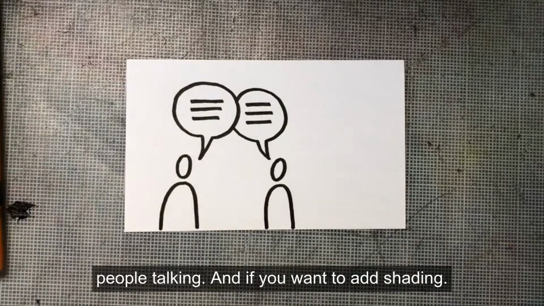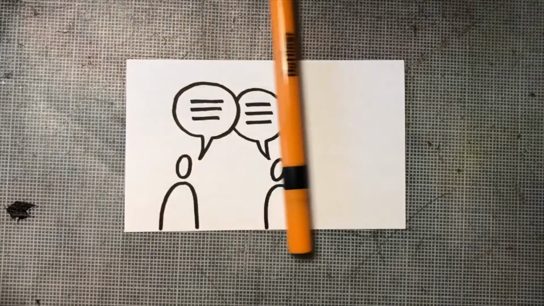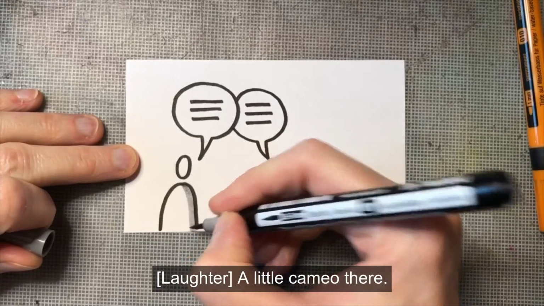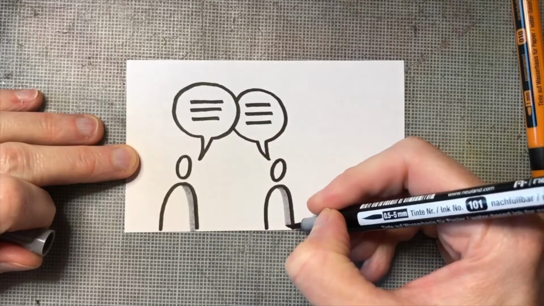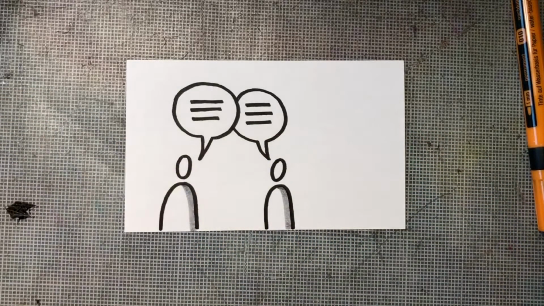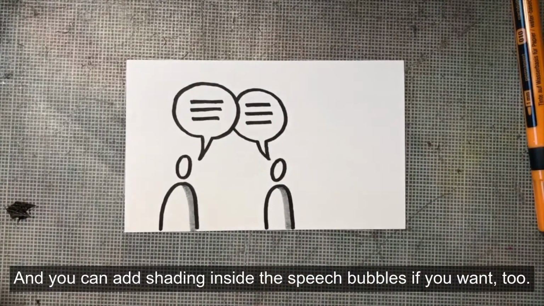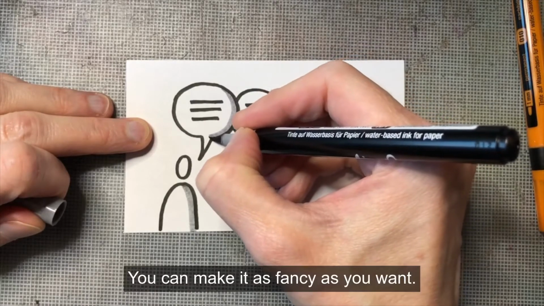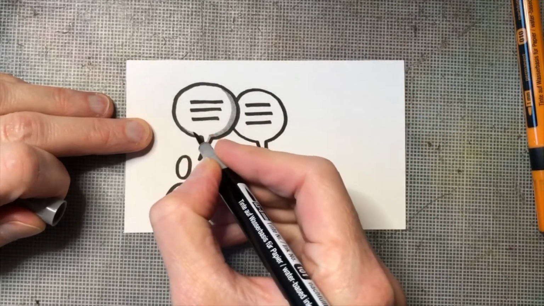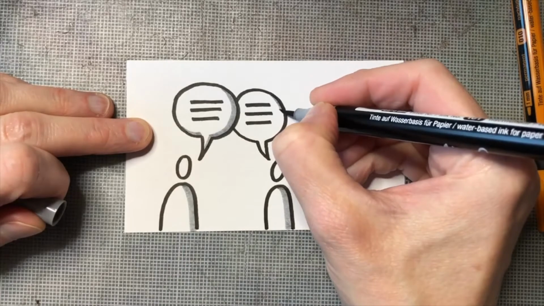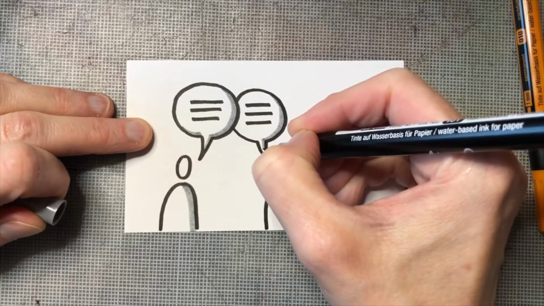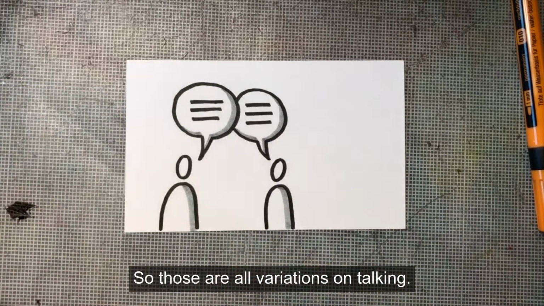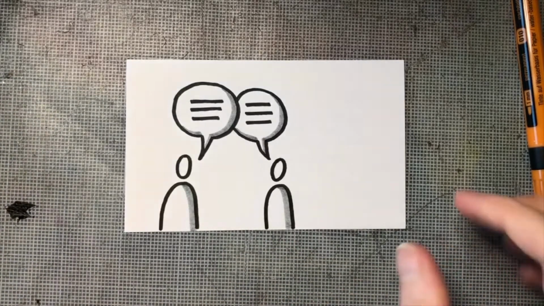And if you want to add shading, oops, there's a pen, a little cameo there. And you can add some shading. And you can add shading inside the speech bubbles if you want to. You can make it as fancy as you want. So those are all variations on talking.